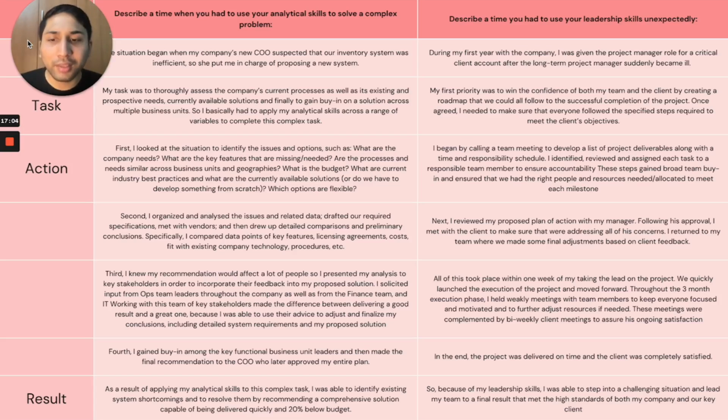And the result is, as a result of applying my analytical skills to this complex task, I was able to identify existing system, the task, shortcomings, and to resolve them by recommending comprehensive solution at 20% below budget. Now there is some objective in this story, 20% below budget. That's the result. Right.